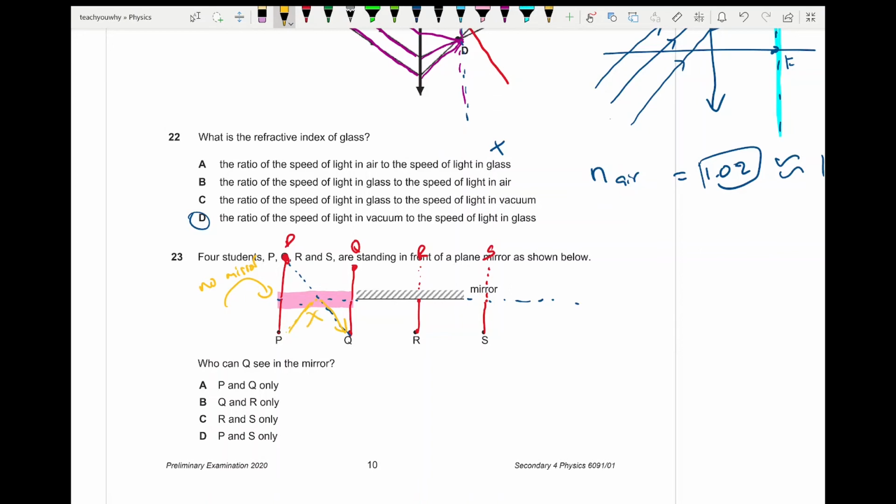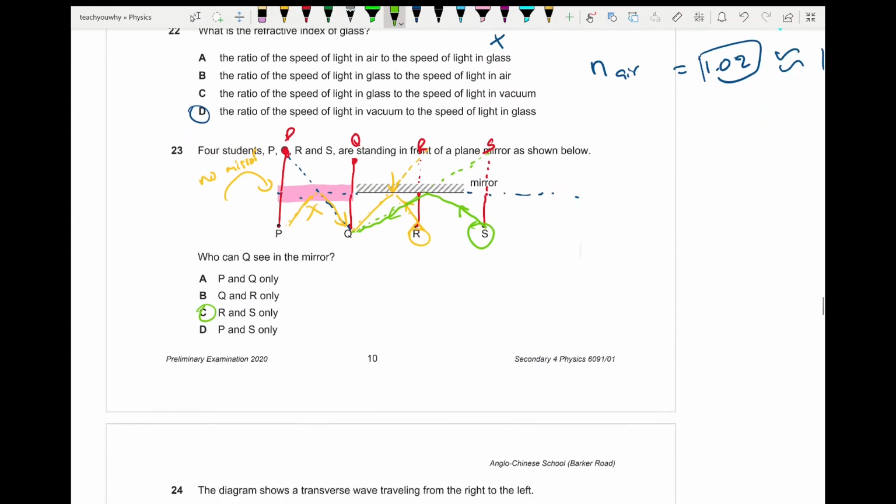Let's see whether Q can see R or not. So Q meets R. Yes, you see, it meets at a mirror, so yes, it can bounce off. Therefore, you can see R. And let's see whether Q can see S or not. Yes, you can see S as well. So it's R and S. C.